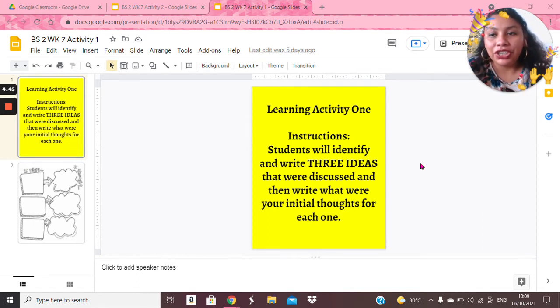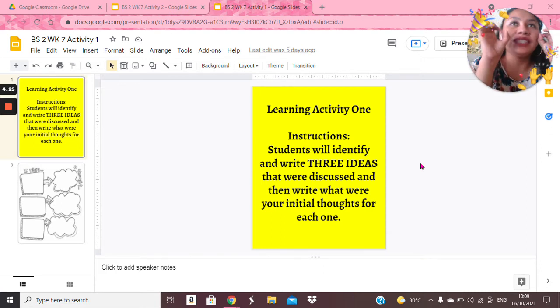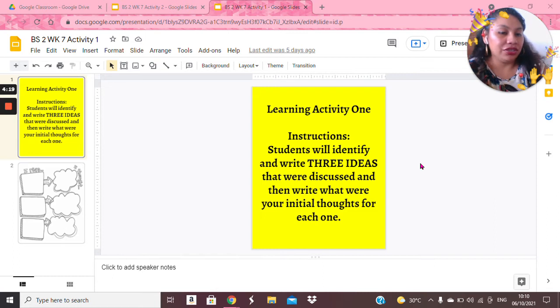So the first learning activity, the instructions are: students will identify and write 3 ideas that were discussed. It could be a discussion that we had yesterday, Tuesday, or, for those of you joining tomorrow, anything that we discuss tomorrow, Thursday. These 3 ideas are the 3 things that stood out to you out of everything that we talked about. And then you are going to write what your initial thoughts for each one were.